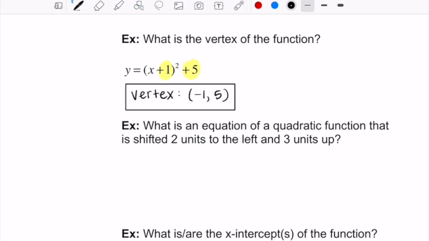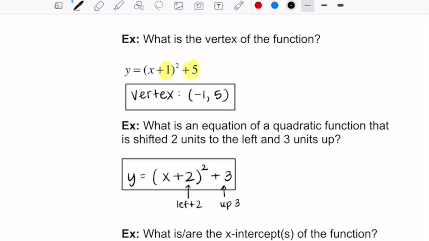In the next example, it says what is the equation of a quadratic function? We're assuming the parent function is y equals x squared that has gone 2 units to the left and then 3 units up. If the quadratic function is shifting in that direction, that means that the vertex is also shifting in that direction. So 2 units to the left would be an x plus 2 on the inside, because remember inside is opposite, and then 3 units up would be a plus 3 on the outside because the outside number is the same. And so this equation can stay written in vertex form.